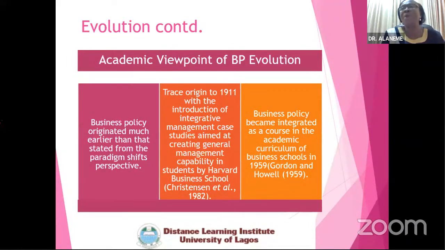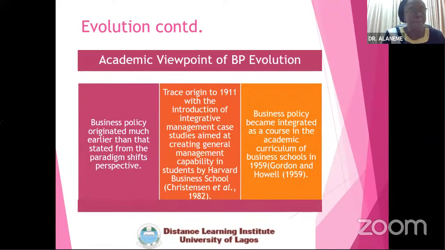And those studies were carried out by, we have that of Gordon and Howell in 1959. And that study was supported by, I think it's the Ford Foundation. Is it the Ford Foundation? Yeah, that supported that study.